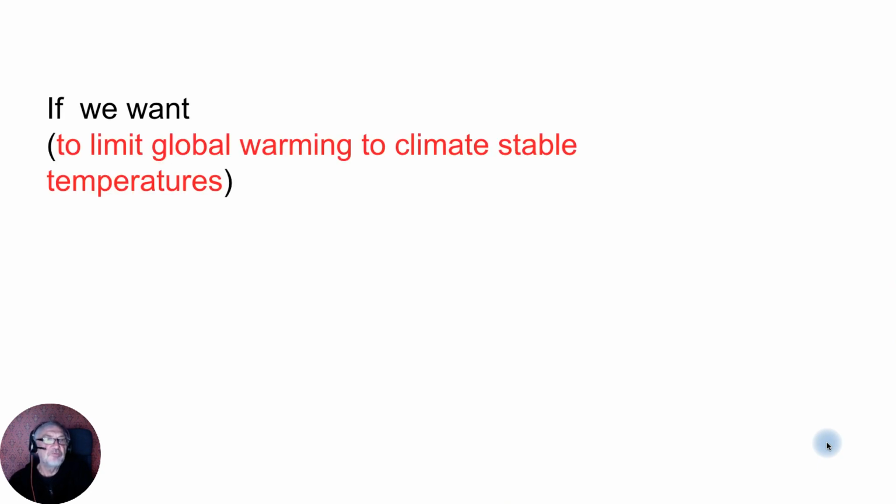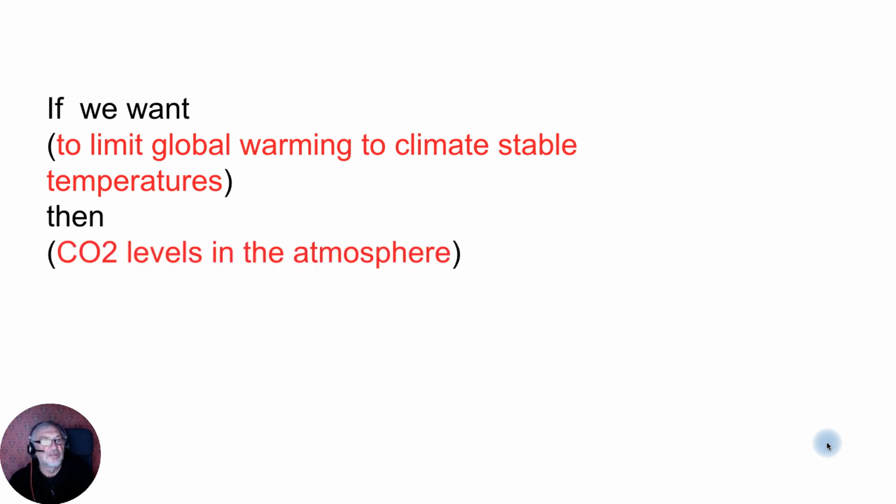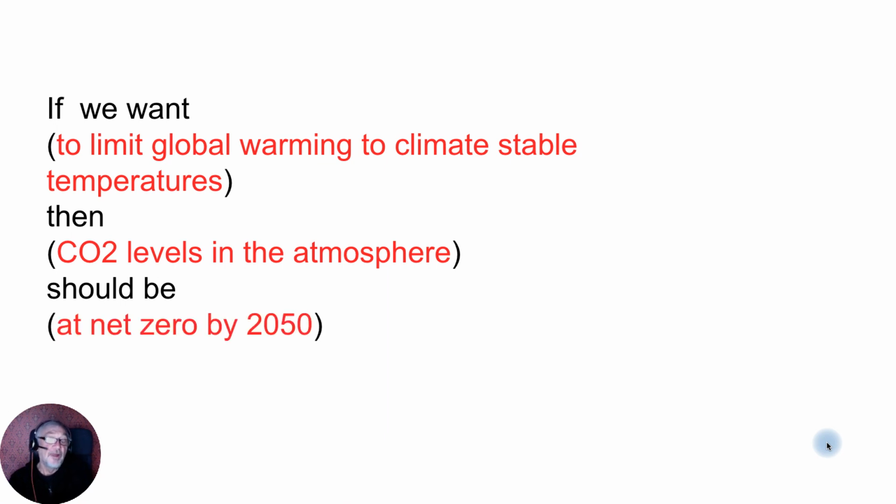Now, let's just say we want to limit global warming to climate stable temperatures. That's a political decision, even though it doesn't seem like it. Then carbon dioxide levels in the atmosphere, now we're translating a stable climate to a scientific conclusion. And then the measure would be, we've been told it should be at net zero by 2050. This is an example of how to frame things.